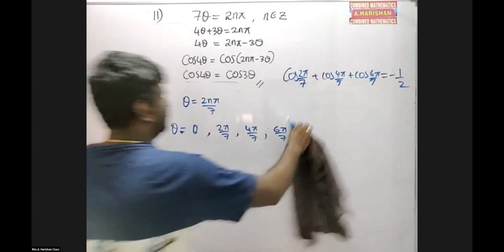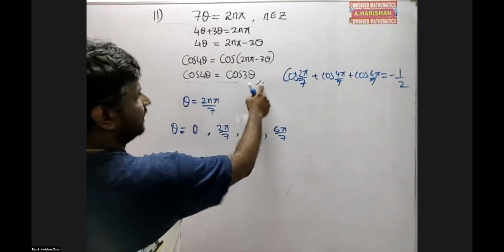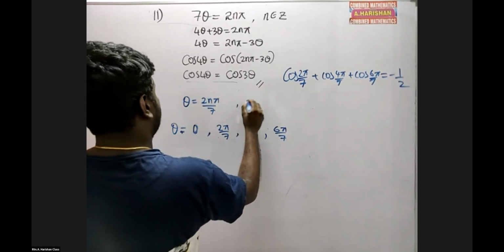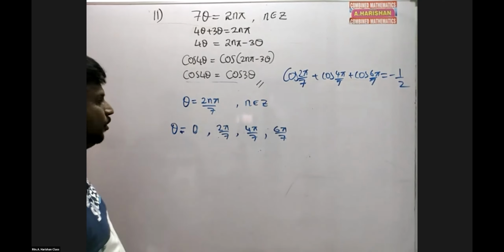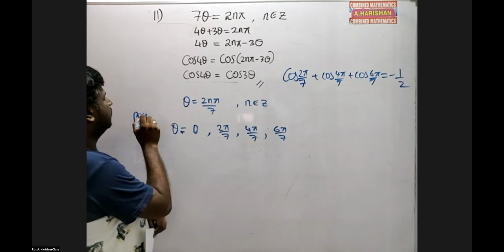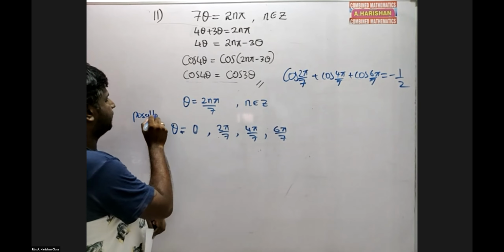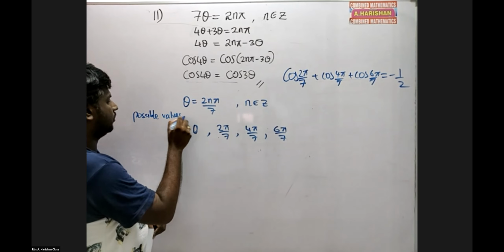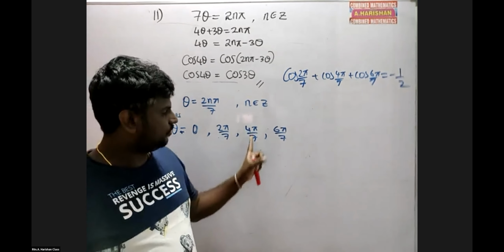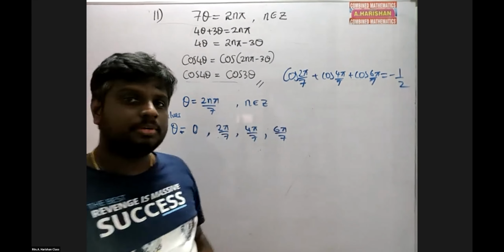So now how to answer this question? Since cos 4 theta is cos 3 theta, theta equals 2n pi over 7, n belongs to Z. So the possible values of theta are 0, 2 pi by 7, 4 pi by 7, 6 pi by 7. Okay, these are the possible values.